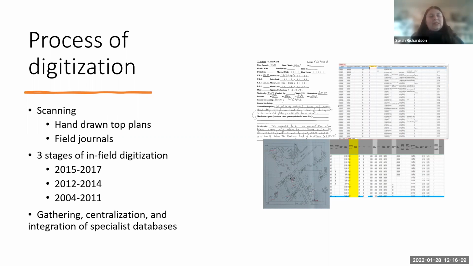It's actually interesting to see what data has been skipped, why people would have skipped that data, etc. So the entire process really was in 3 stages, which was scanning. So you had hand-drawn top plans and field journals that were scanned in, we created PDFs out of those. So archiving those. And then from there, as I said, there were 3 groups of different stages of in-field digitization. And I worked with each of those individually. And then finally, I gathered, centralized, and integrated all of the specialist databases, which I'll talk about after the in-field digitization information.